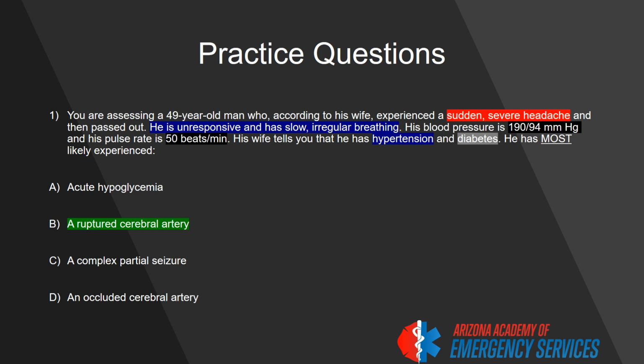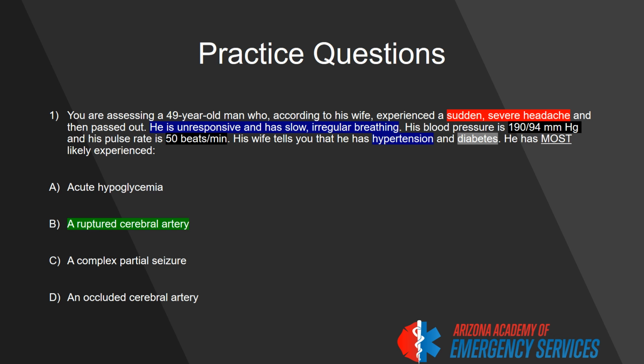So with that knowledge that this is a ruptured cerebral artery, we can mark sudden severe headache. Registry will always use that hallmark sign and symptom of specifically explaining it as a sudden severe headache. That should be a red flag to you always that registry is trying to get you to think about a hemorrhagic stroke.